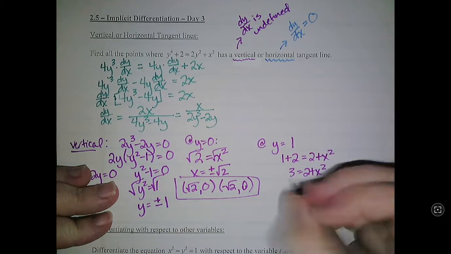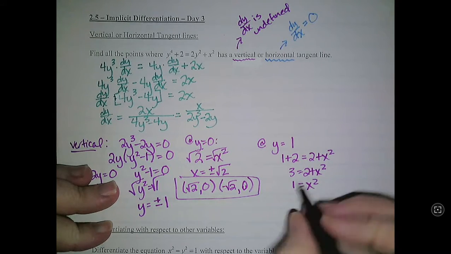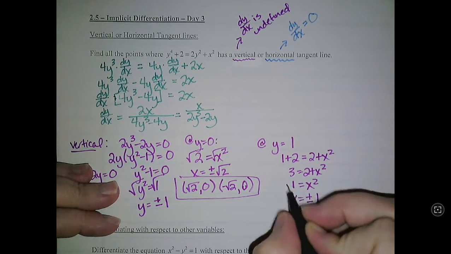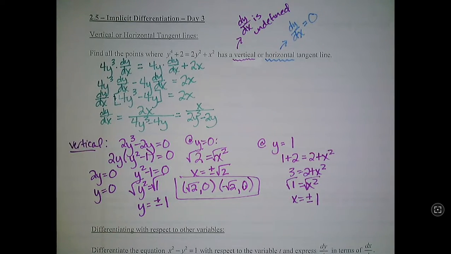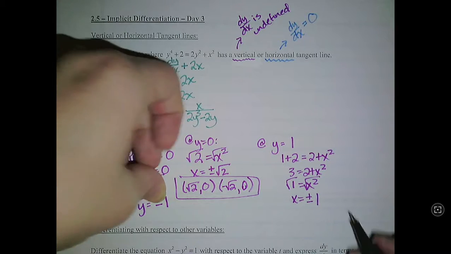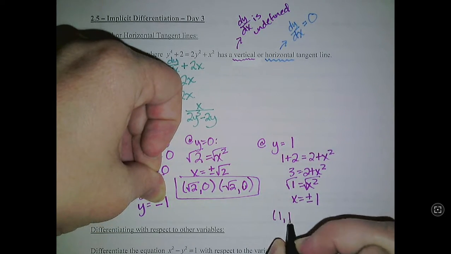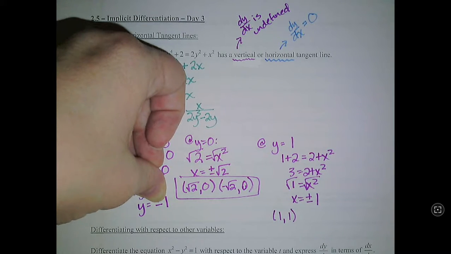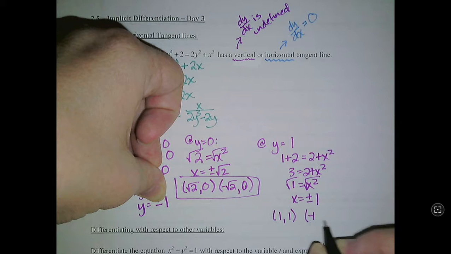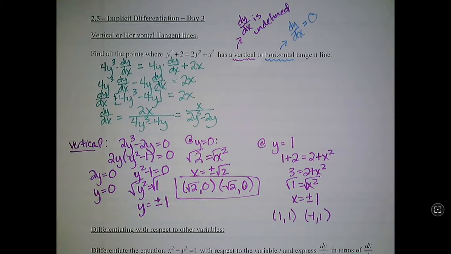If I subtract 2 from both sides, then I get 1 equals x squared. And so I have x equals plus or minus 1. I take the square root of both sides again. So if y is 1, again, we have 2 possible values of x. So we could have x equal to positive 1 and y equal to positive 1. We could also have x equal to negative 1, and y would also be positive 1. So 2 more points there.